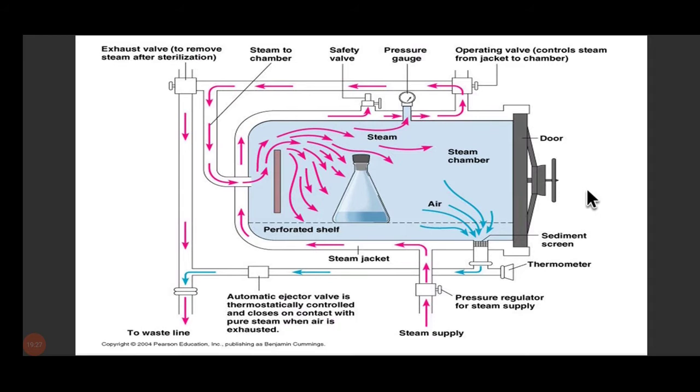So basically, you are heating. You see a pressure regulator for steam supply. The steam supply is coming from below. We have a thermometer to read the temperature, and we have a sediment screen through which air is passing.